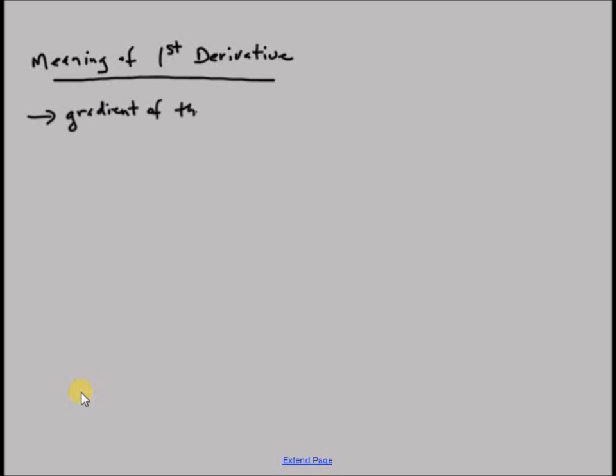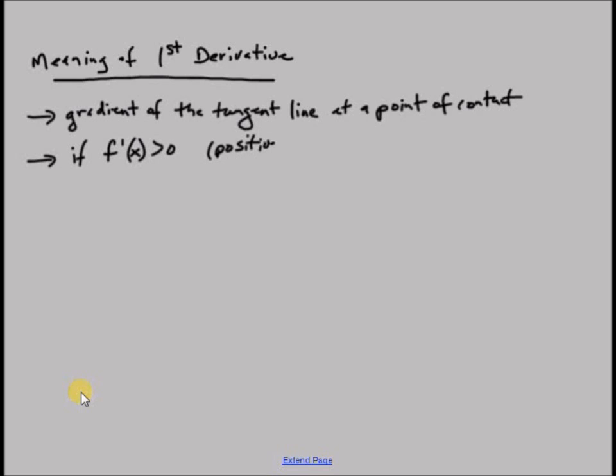Okay, so just to get into a little more detail, we're going to back up a little bit and again talk about the meaning of the first derivative. We've said over and over again, it tells us the gradient of the tangent line at a point. Let's look at it a little more closely. If the derivative is greater than 0, in other words, it's positive, it means that there is a positive slope to the tangent line.